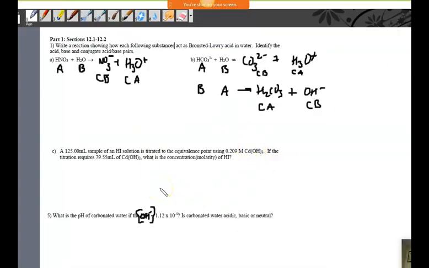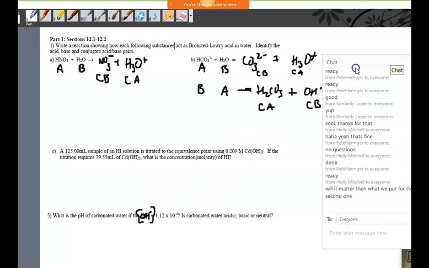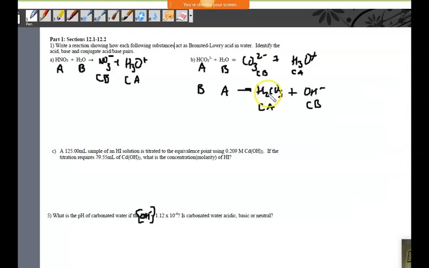Will it matter then what we put for the answer on the second one? No, in this case it won't. On the exam, it'll be very clear as to which one. I just want to make sure that you understand that it could be both. The question would be like, what's the conjugate acid or base, assuming water is acting as the base? So then it's got to be that one. If they say assuming water is acting as the acid, then you would know. Or more likely it'd be a problem like A, where there is only one possible answer.